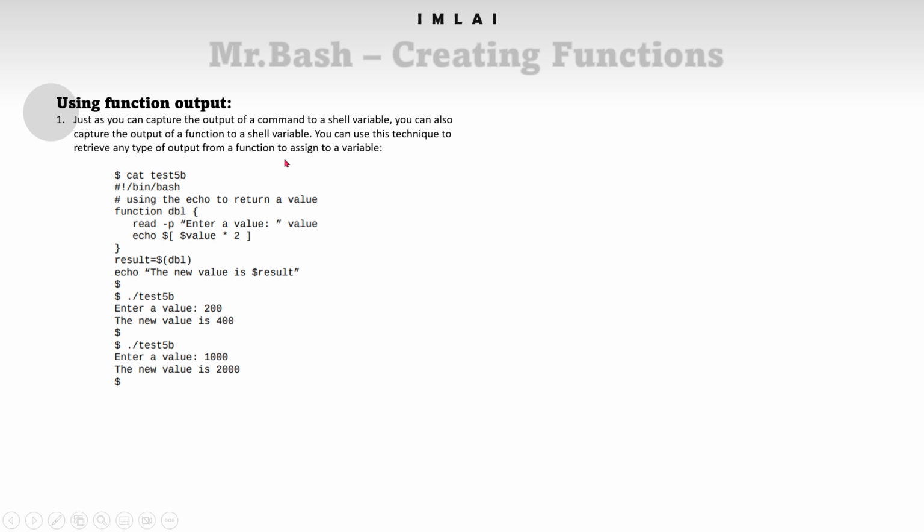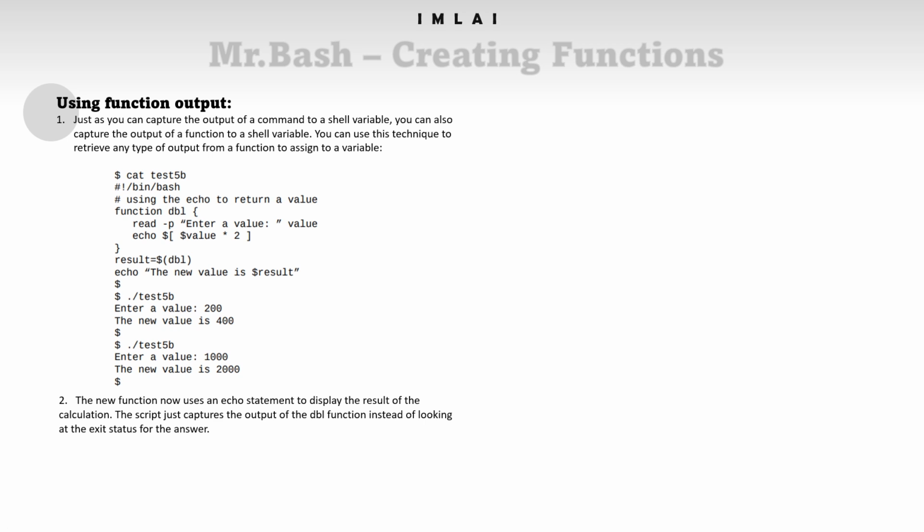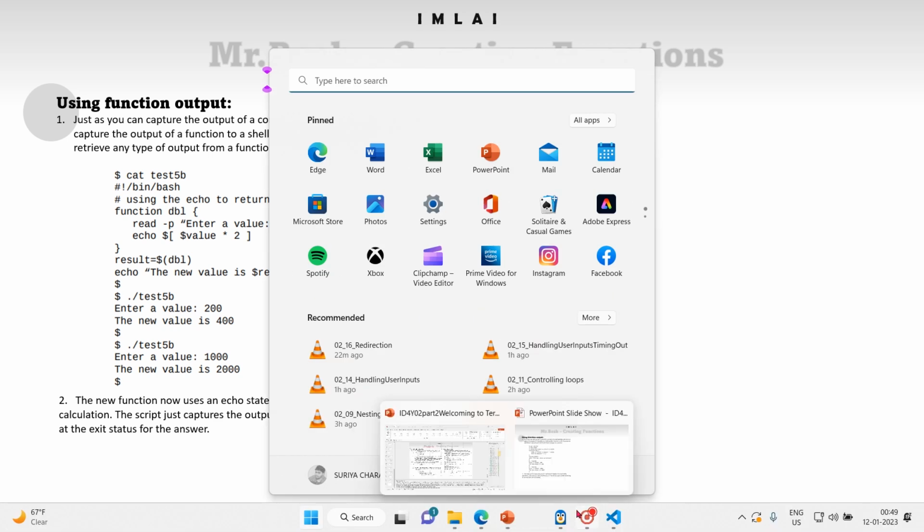You can see that example here. So cat test5b, function db1, this is the example we have taken. So result, you can assign the result or the output of db1 to the variable result. Then you can call that new value as the result. So let's do the exercise of this, and then we'll come back.